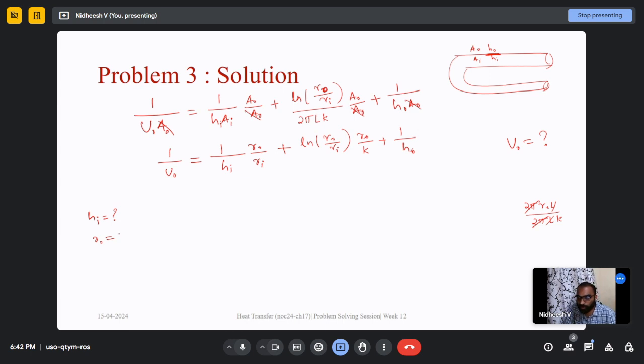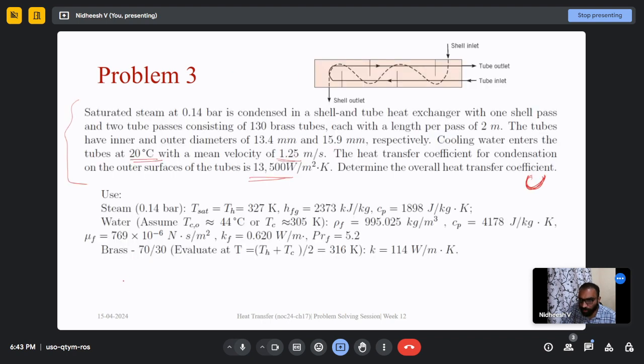So Ro is 15.9 by 2 mm, and the radius of inner is 13.4 by 2 mm. Okay, so this quantity is known to us. Ro and Ri are known to us. K is for which material? We have k for the fluid here, and we have k for brass here. Do we have any other k? No. Which of these is this k representing? Is this k for water or k for brass?